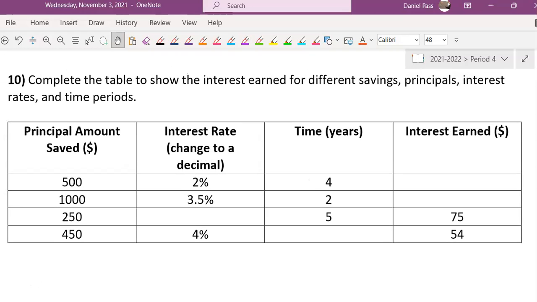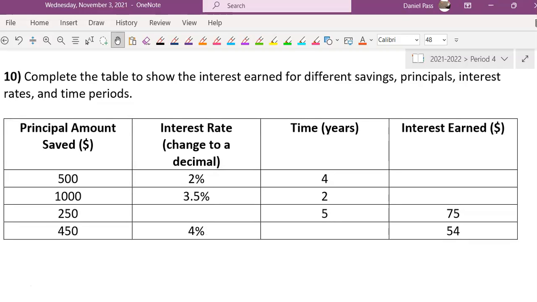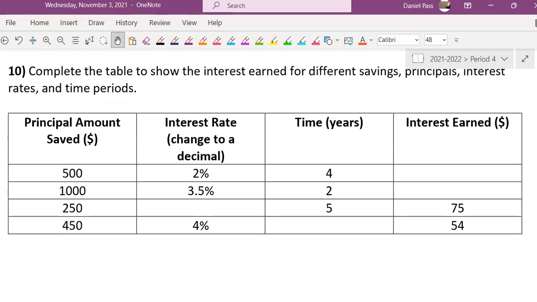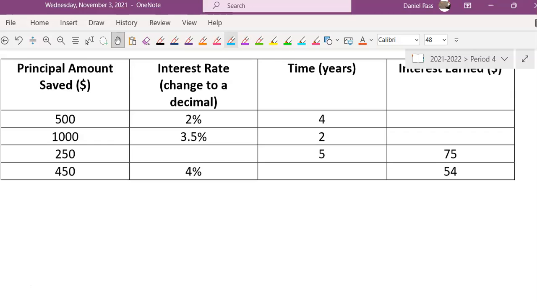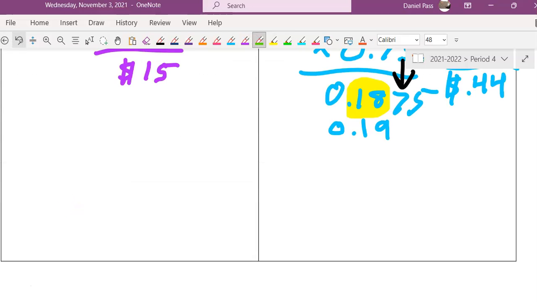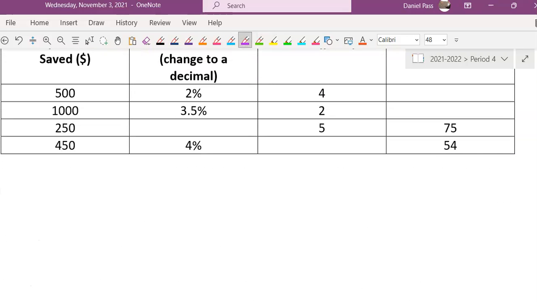Complete the table to show the interest earned for different savings principals, interest rates, and time periods. So if the principal amount saved is 500, and the interest rate is 2%, first we do 0.02 times 500. Okay, what color do you want? Purple. So we do 500 times 0.02, that's what you said, right? Yep, because that's 2%. What do we get?